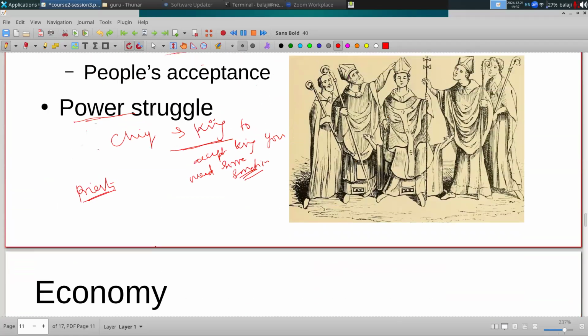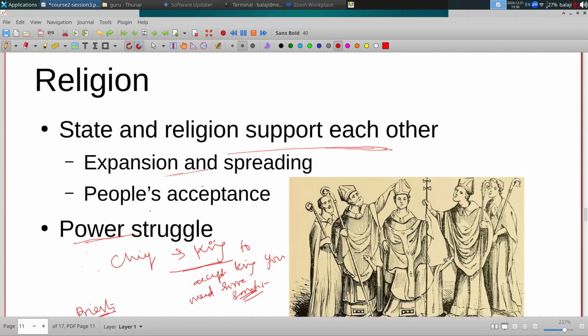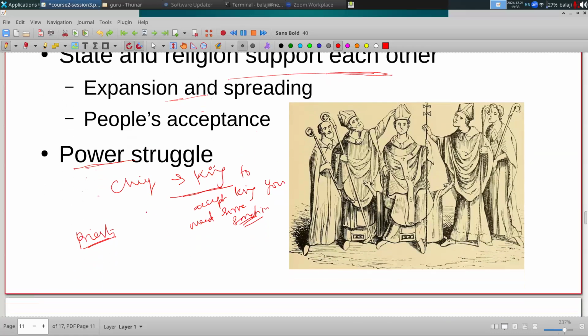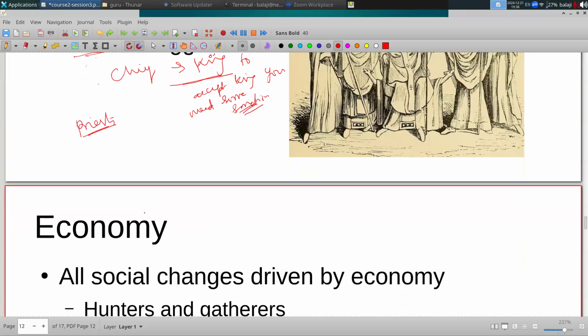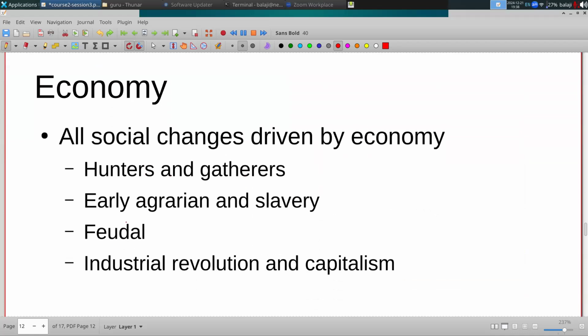Okay, so if you see, the human migration we saw in the last class, then family evolution, state formation, and then we have religious formation and evolution. All these things, if you see, there is one underlying factor which drives all this, right? What is that underlying factor? It is the economy. So all social changes are driven by economics, okay?